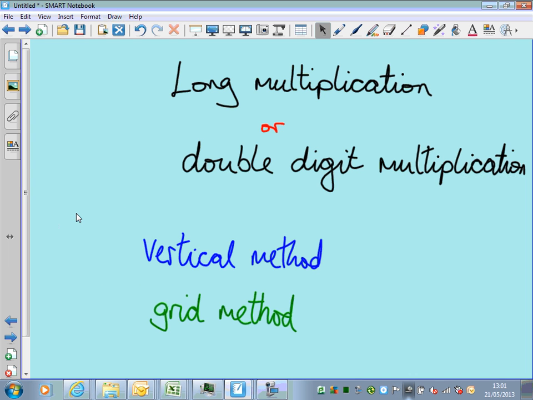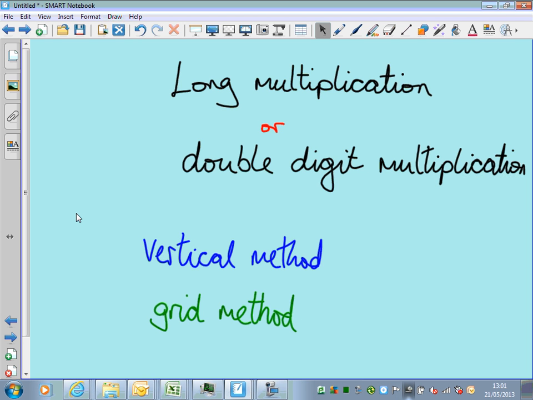So hello, here's a video about long multiplication, sometimes referred to as double-digit multiplication. Whatever you want to call it, it's multiplying a number with more than one digit by another number with more than one digit. I'm going to show you two ways of doing this: in the blue, the vertical method, and in green, the grid method.